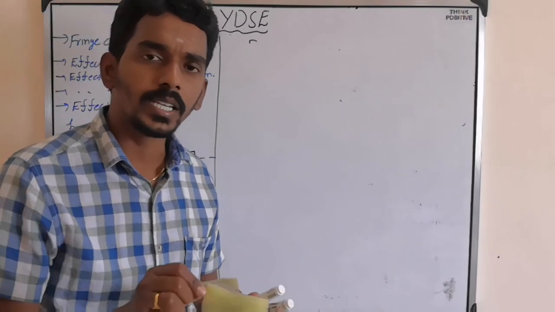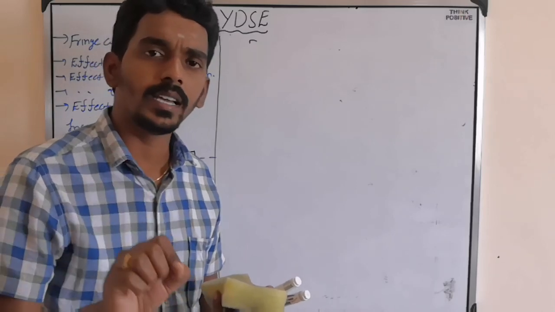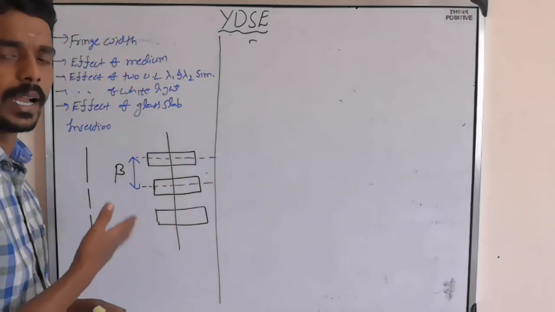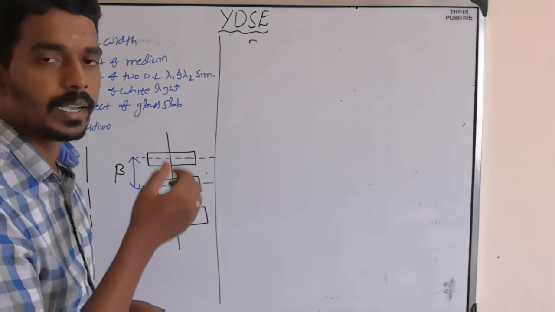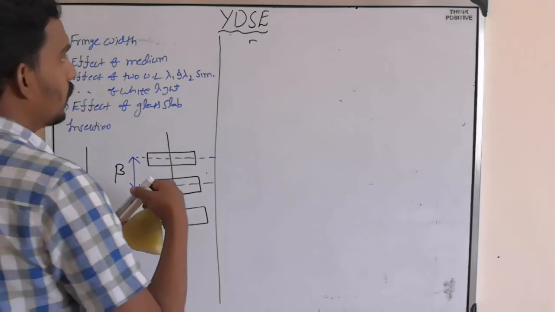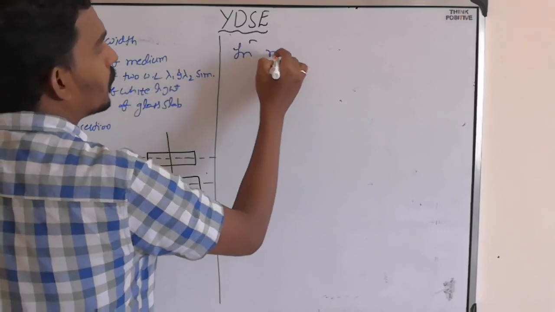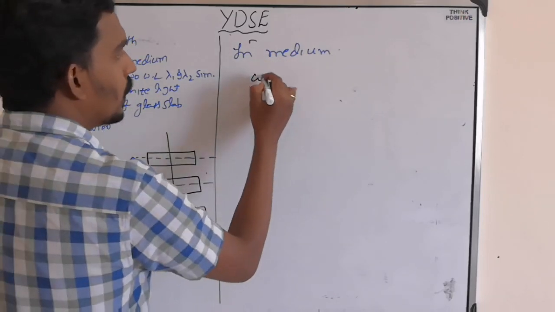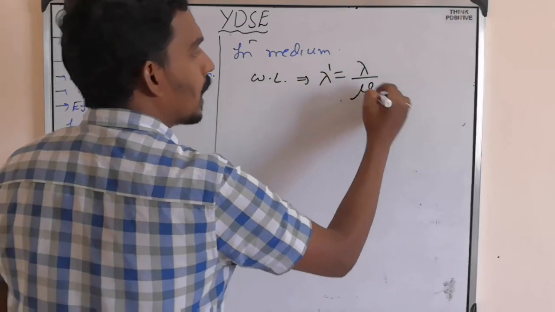Then the medium changed, the refractive index changed, the speed of light changes, the wavelength changes. Because here the speed of light equation will not come, but here the wavelength of light matters. So if we dip it in a medium, what happens? Wavelength lambda dash will become lambda by mu.